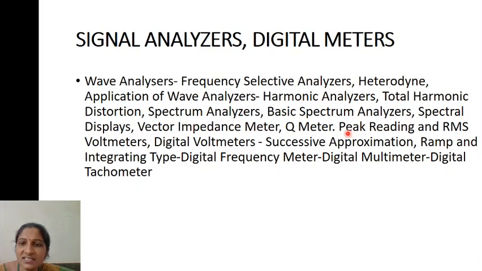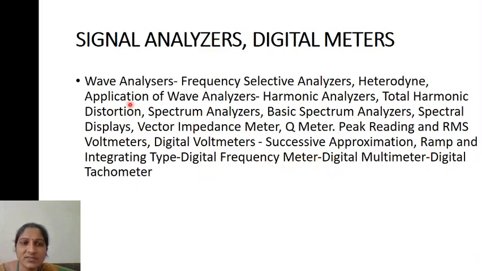And under the digital meters, we have peak reading and RMS voltmeters, digital voltmeters. Under digital voltmeters, which use successive approximation, ramp and integrating type. These are the different digital voltmeters, and the digital frequency meter is also there. Digital multimeter and digital tachometer are there.